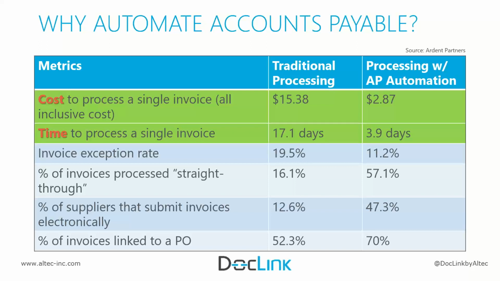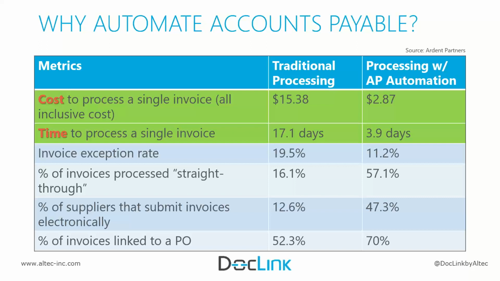So, again, another reason why accounts payable is a great way to start. Here's something from an independent source called Ardent Partners, and it really focuses in on the cost and time associated with AP. In the traditional process, the cost to process a single invoice is just over $15. Now when you process it with AP automation, that cost turns into $2.87. Time to process a single invoice, traditionally with manual processes, on average, according to Ardent Partners, takes about 17 days. With AP automation, that gets reduced all the way to just under 4 days.